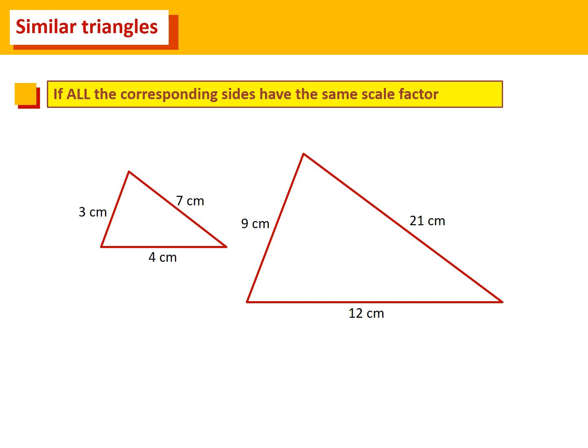For two triangles to be similar, all the corresponding sides have the same scale factor, and sometimes in a question you may be asked to check. So if we compare 4 centimeters to its corresponding length 12 centimeters, that's a scale factor of 3. From 3 centimeters to 9 centimeters, that's a scale factor also of 3. And from 7 to 21 centimeters, that's also a scale factor of 3. Therefore, these two triangles are mathematically similar.